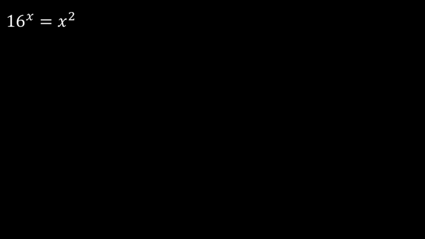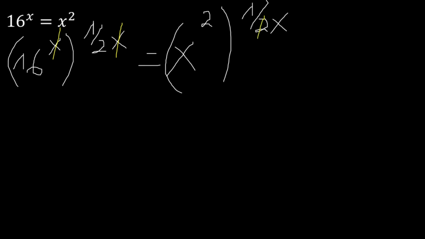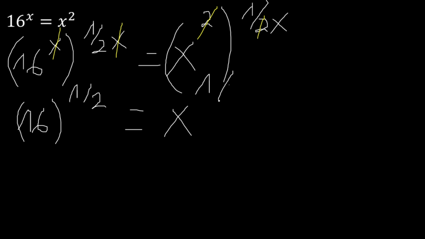We're having 16 to the power x equals x squared. What you can do is raise everything to the power 1 over 2x. You're going to have 16 to the power x, all to the power 1 all over 2x, equals x squared all to the power 1 over 2x. What you're going to notice is that x and x will cancel, and 2 and 2 here will cancel. Hence, you are going to be left with 16 to the power half equals x to the power 1 all over x.